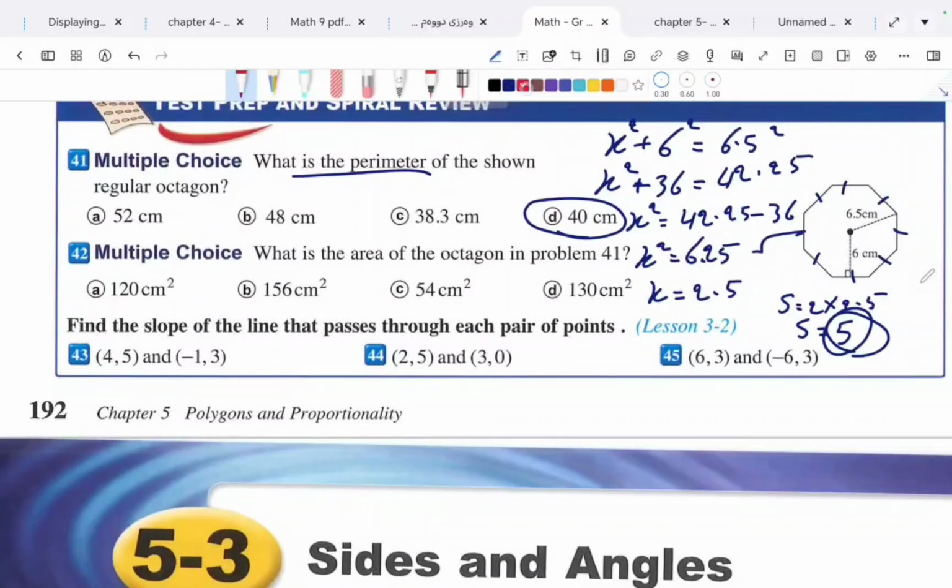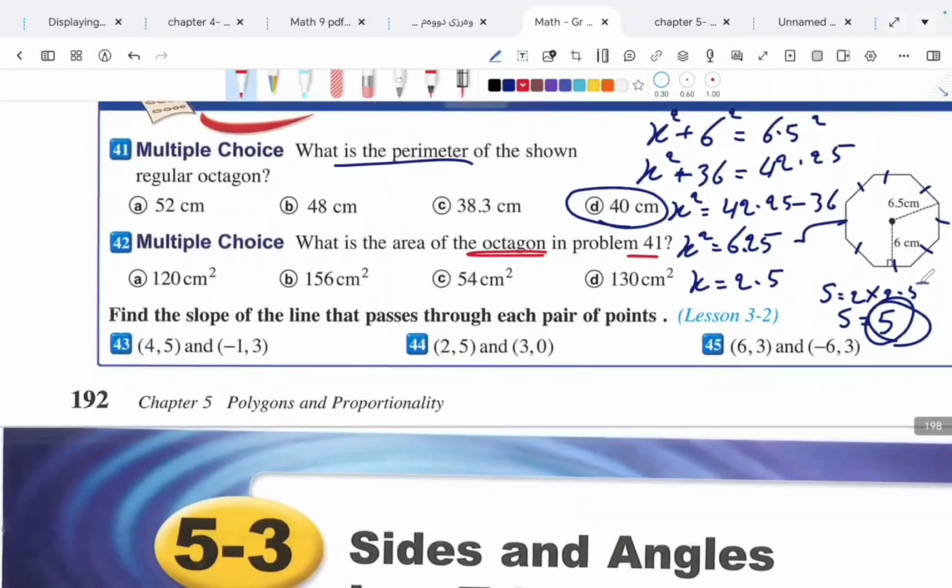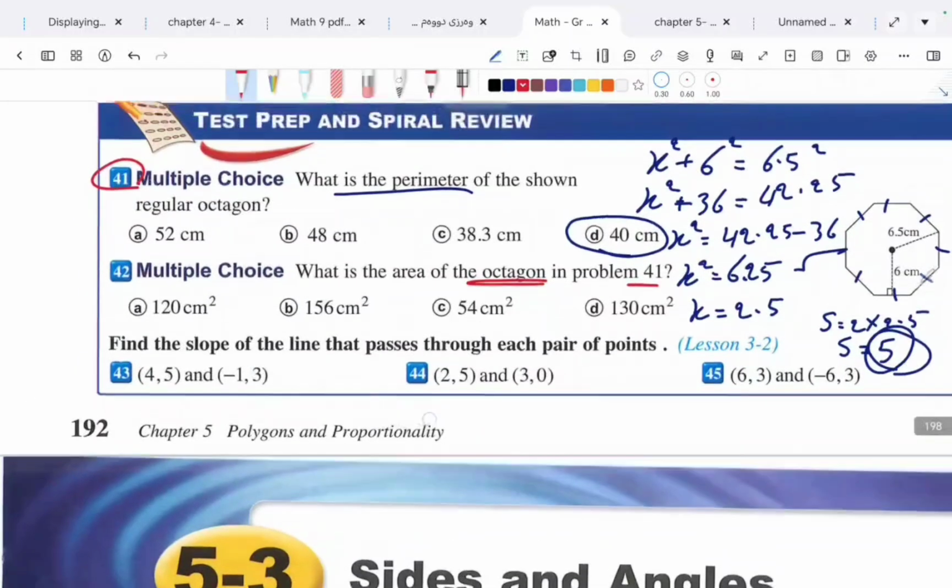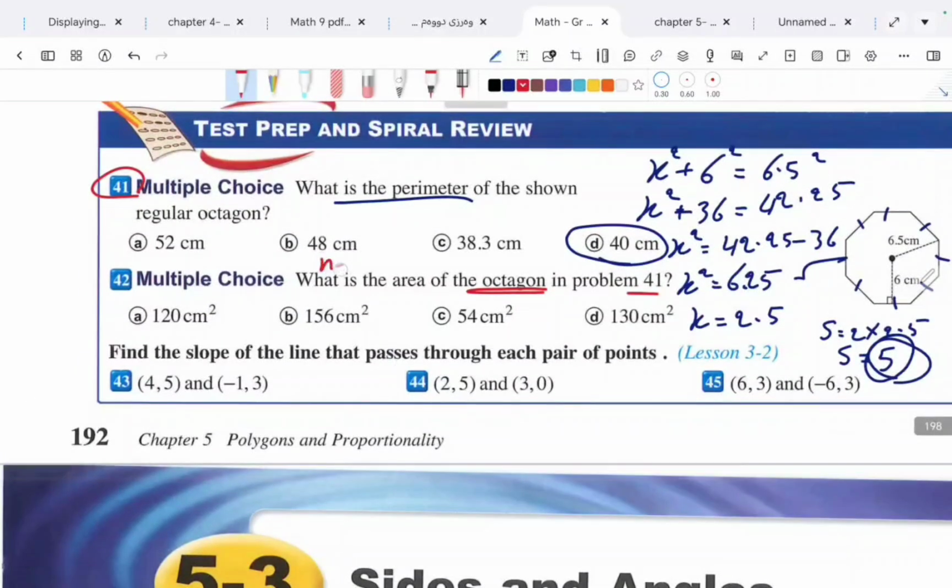42, what's the area of the octagon? And problem 41, now the same question. N equals 8, because it's an octagon. We found s, which equals 5, and apothem equals 6. When you multiply them and divide by 2, it will be 120 square centimeters.